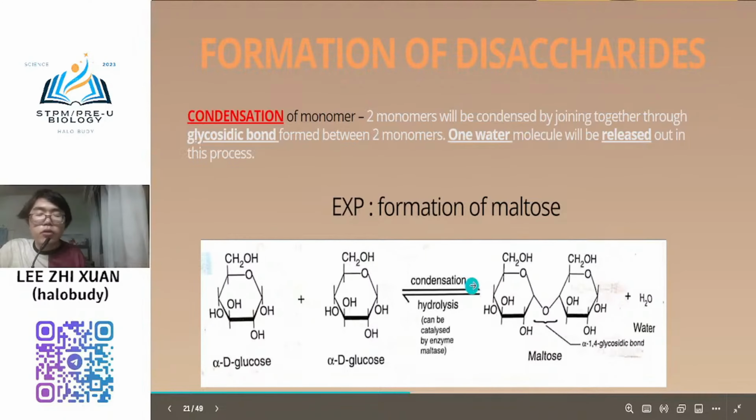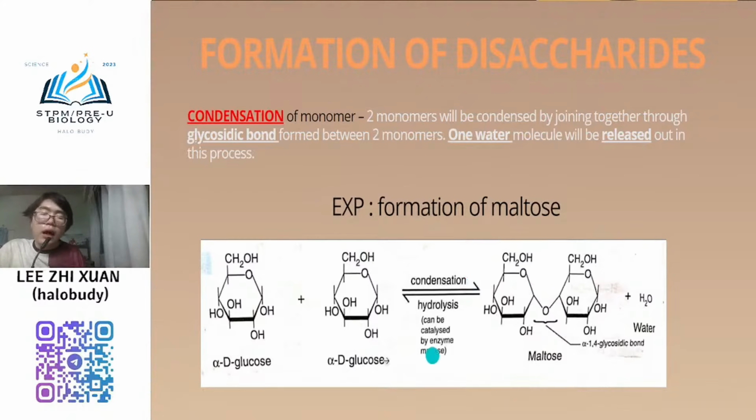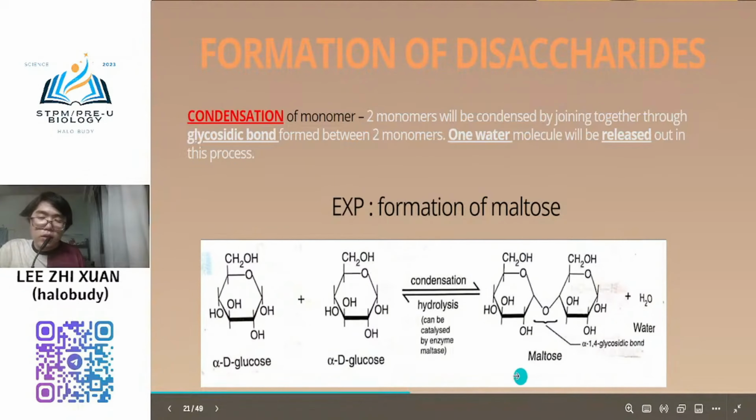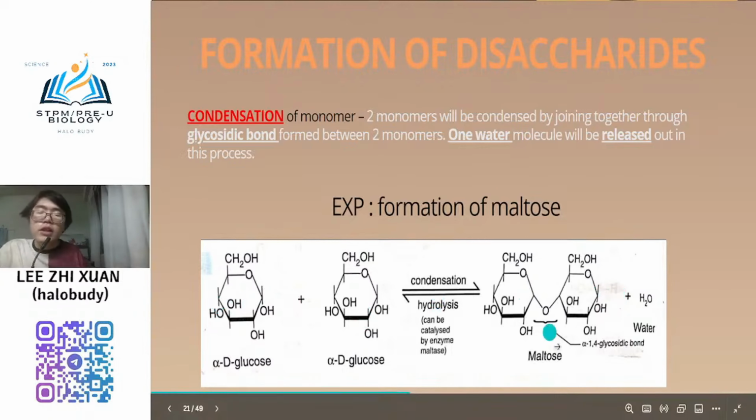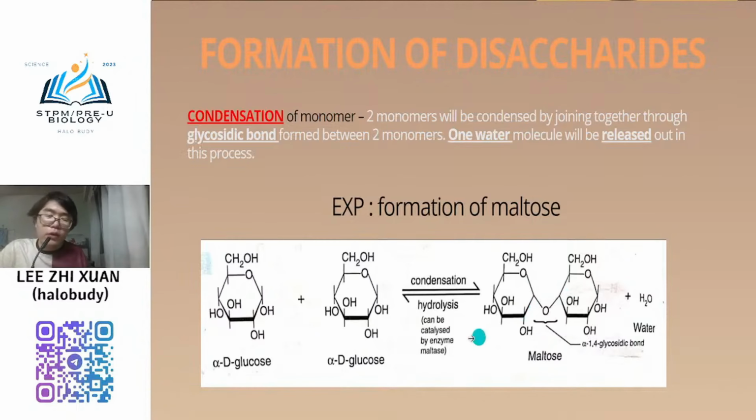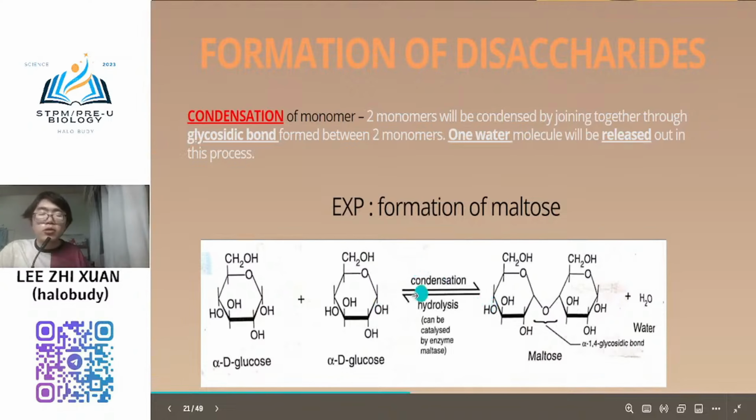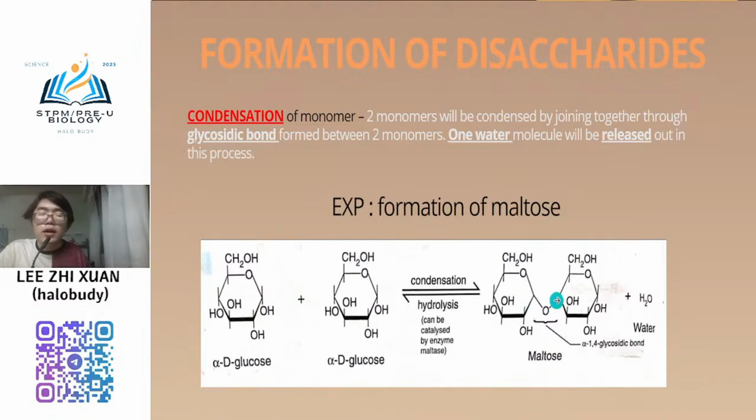So for this one you also need to know how to draw this equation, not just say glucose plus glucose, condensation, maltose plus water. No, you need to draw the original structure like this in the exam. If the exam requires you to explain the formation of maltose, you need to draw the chemical equation like this. You cannot write the chemical equation just like glucose plus glucose, condensation, hydrolysis, and maltose. If you draw like that, no marks lah.